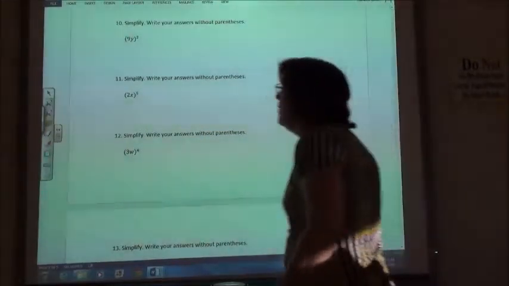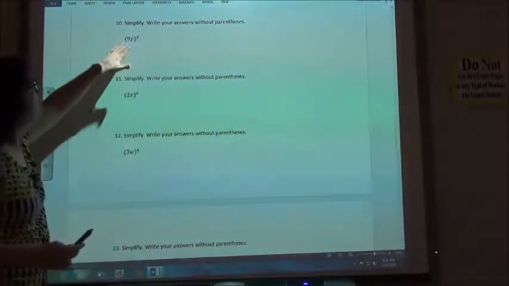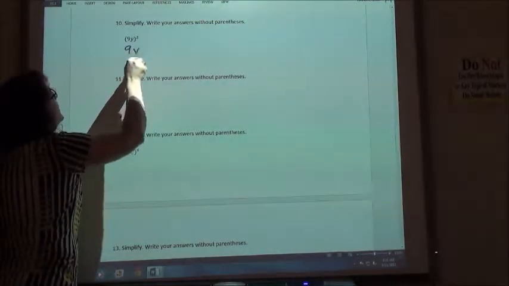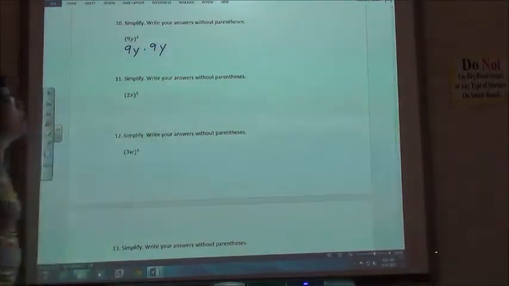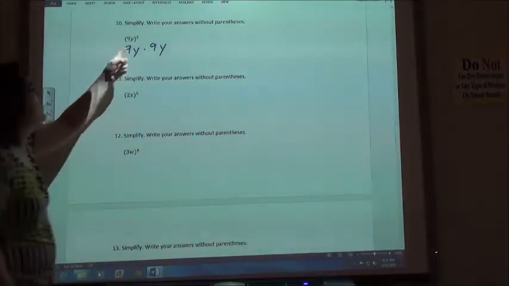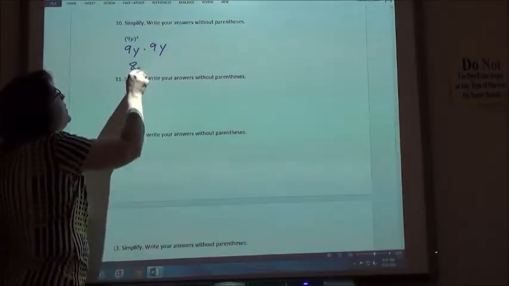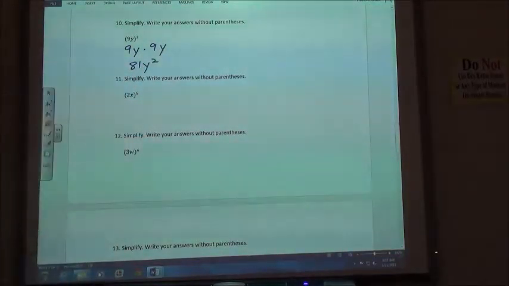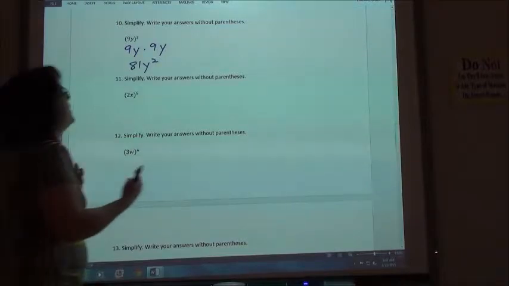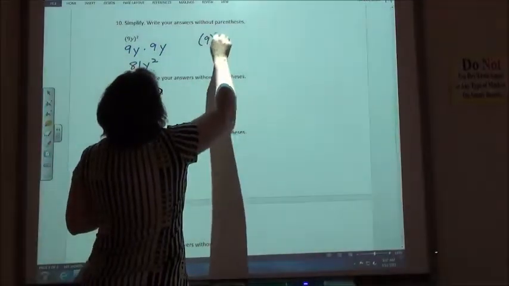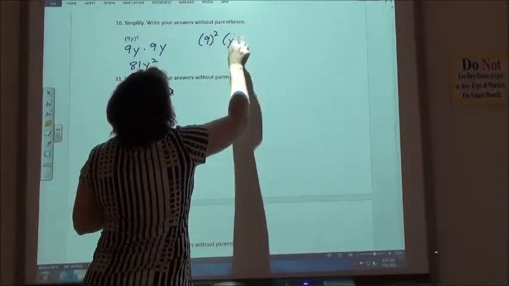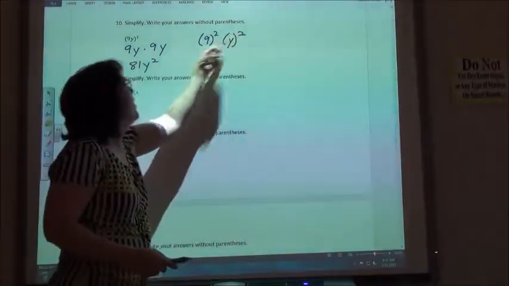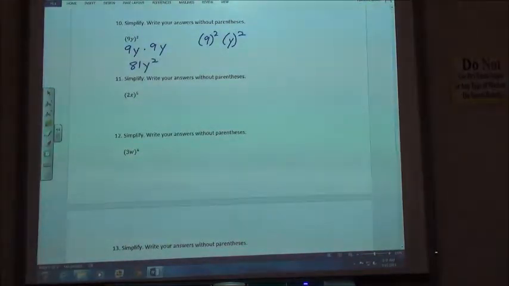Number 10, we are going to square 9y. If I square 9y, I'm going to do a 9y times a second 9y. That's what squared means, times itself. So I'm doing 9 times 9, which is 81, and then y times y, which is y to the second power. So my shortcut here is I'm going to take the 9 and square it, and then I also have to take the y and square it. 9 squared is 81, y squared obviously stays y squared.